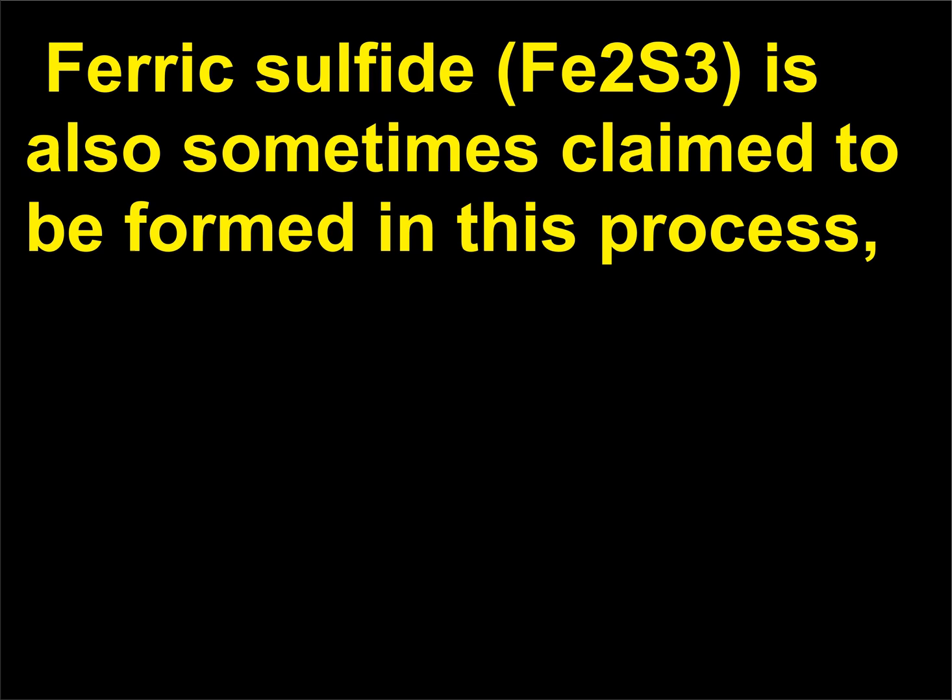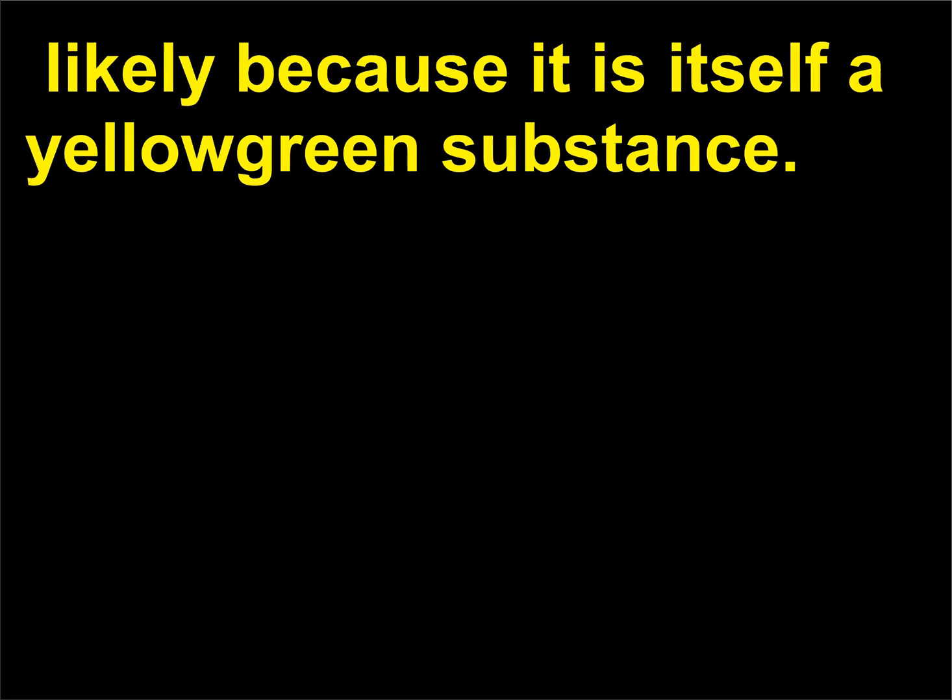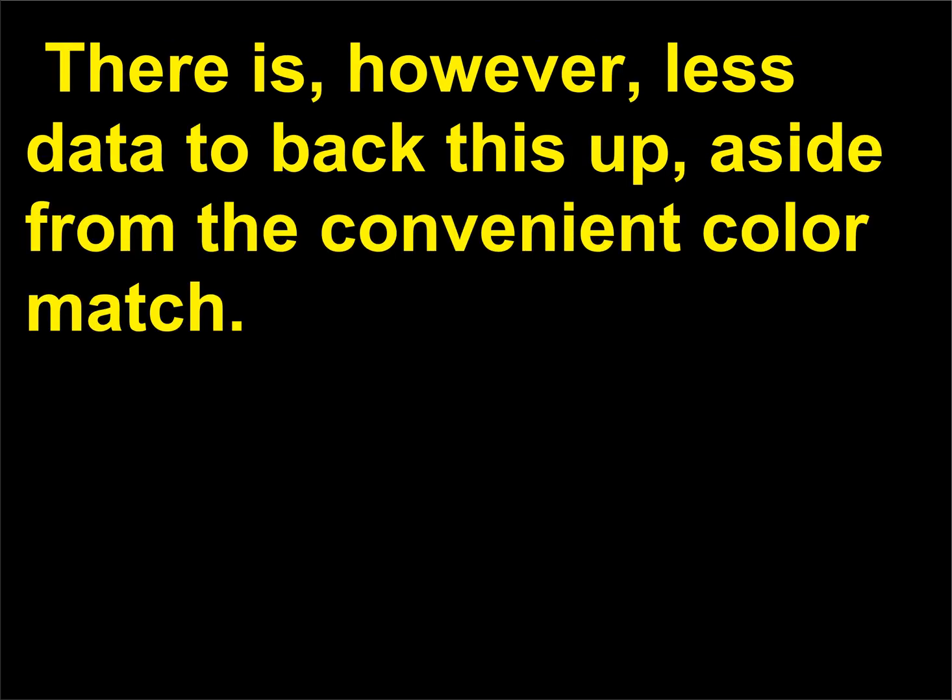Ferric sulfide, Fe2S3, is also sometimes claimed to be formed in this process, likely because it is itself a yellow-green substance. There is, however, less data to back this up, aside from the convenient color match.